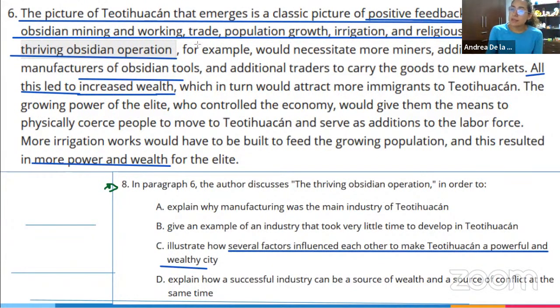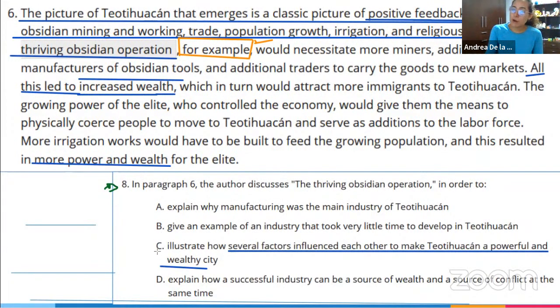So in this case, you probably noticed that it says, for example, right? So this thriving obsidian operation is an example of what? Of the positive feedback among all of those factors. So how does this thriving obsidian operation contribute to the text? Because it's an example of the main idea of this text.